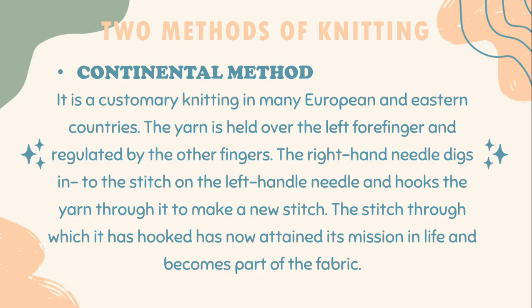There are two methods of knitting. First, continental method. It is a customary knitting in many European and Eastern countries. The yarn is held over the left forefinger and regulated by the other fingers. The right hand needle digs into the stitch of the left hand needle and hooks the yarn through it to make a new stitch. The stitch through which it has hooked has now attained its mission in life and becomes part of the fabric.